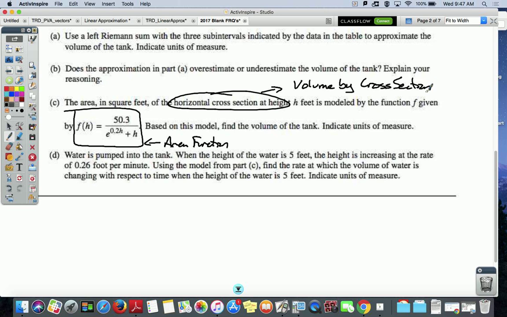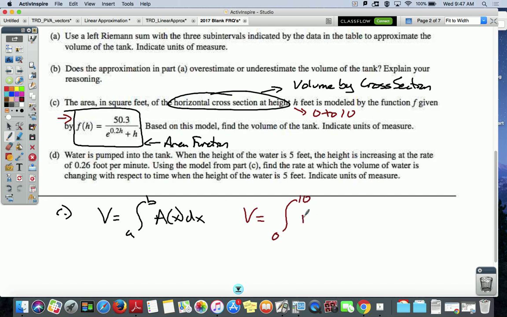And then it says find the volume of the tank and then indicate units of measure. Based on this model, find the volume. So if you remember correctly, if we do volume by cross section, volume is equal to the integral from A to B of our area function. Well, we don't want to make this too difficult. This is our area function right here. So if we have that, all we have to do is integrate over it. And in this case, our h goes from 0 to 10. So our volume is going to be equal to the integral from 0 to 10 of f of h.